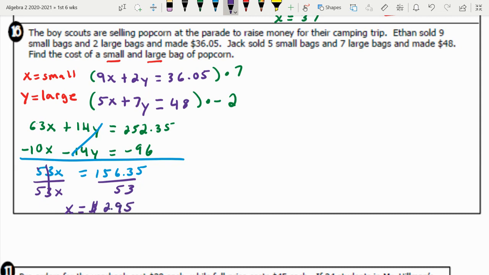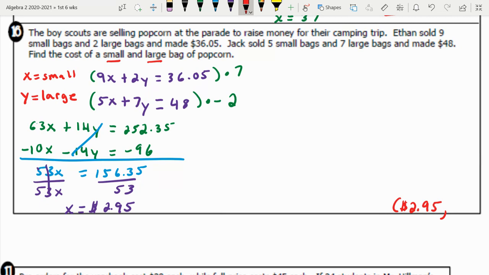$2.95. So again, we got our x part. I'm putting a dollar sign because these word problems need context. So x is $2.95. So what is x? The small bag.